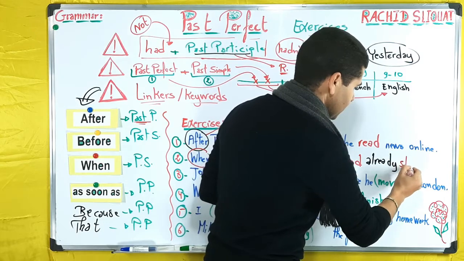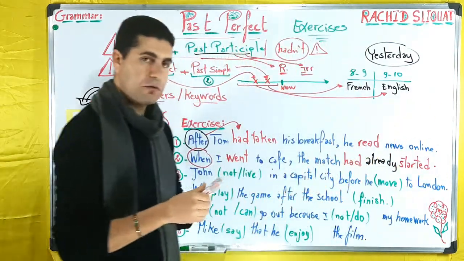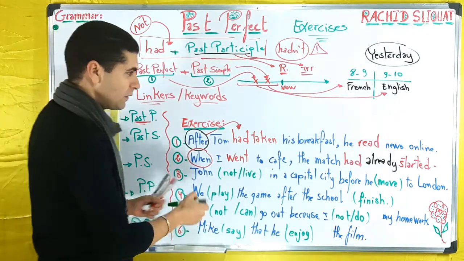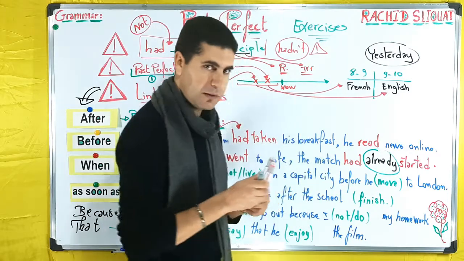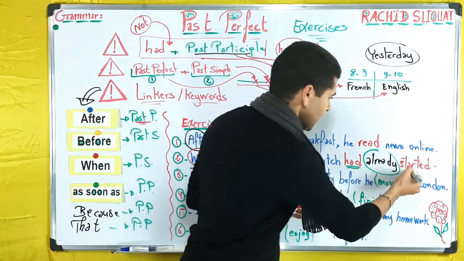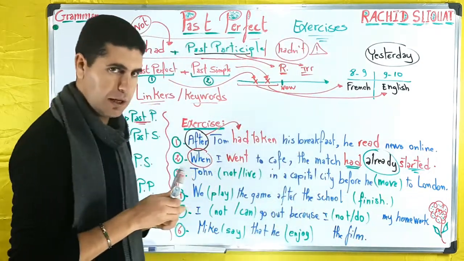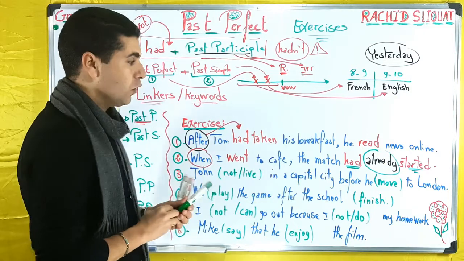So we're going to say started, okay? Here, what you have to remember and pay attention to is already, okay? Already is always with past perfect, and it is always between had, as you can see, and the past participle, okay? So we have to remember the position and the place of already, okay?